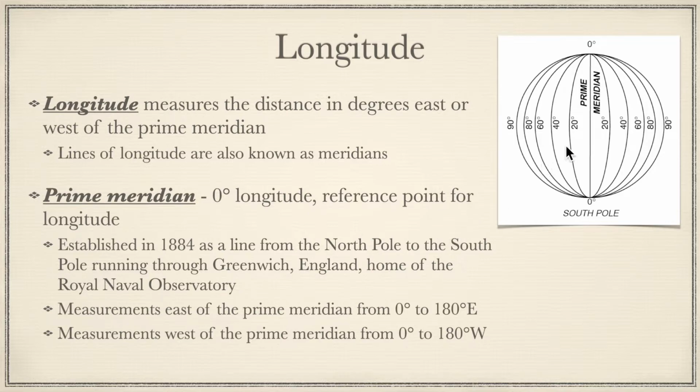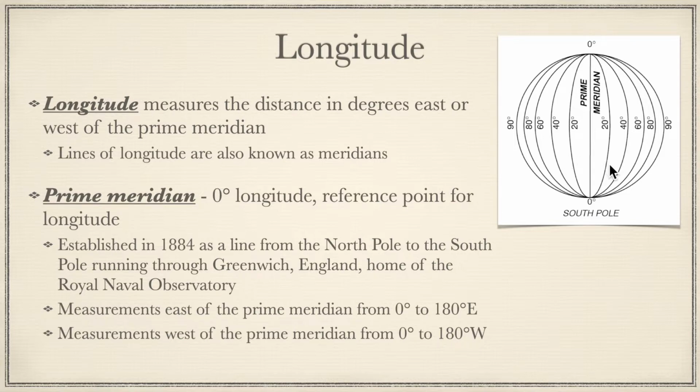There's really no geographical reference. Like with latitude, the equator is halfway between the North Pole and the South Pole. For longitude, there's really not a good geographical point. So the Earth just rotates on its axis through all of these longitude lines. It was established in 1884 as a line from the North Pole to the South Pole running through Greenwich, England, which was the home of the Royal Naval Observatory, because longitude was very important for naval travel, for ships.